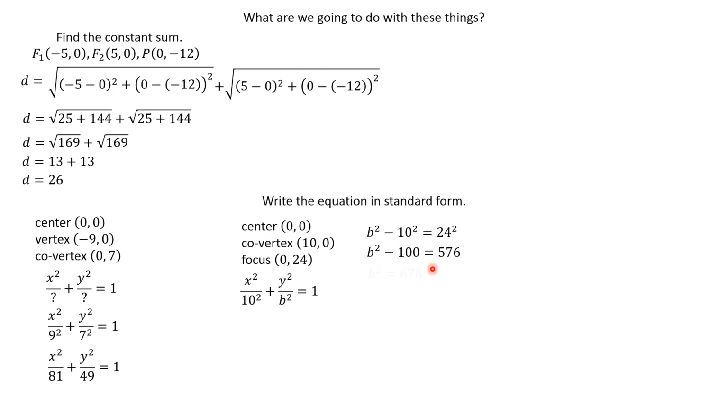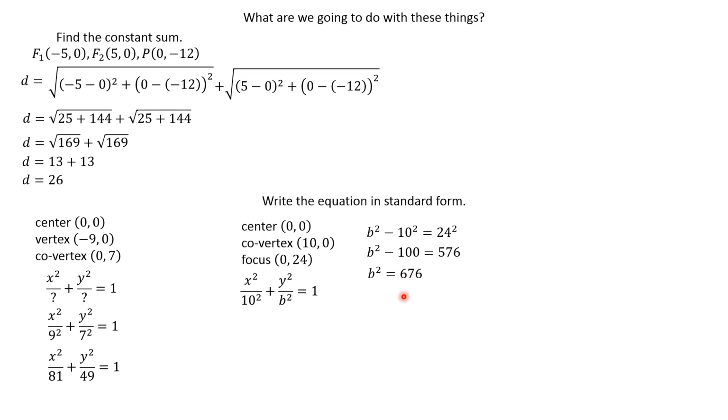We can add 100 over, so we get b squared equals 676, which means that b equals 26. But that actually isn't all that important, because what goes in the equation? B squared. 676 is right there. In this case, you square root it and it's 26. It's not always an easy square root.